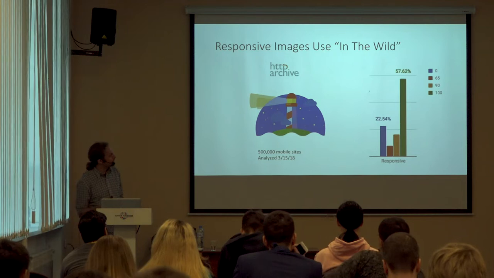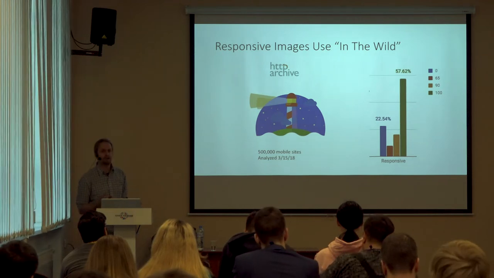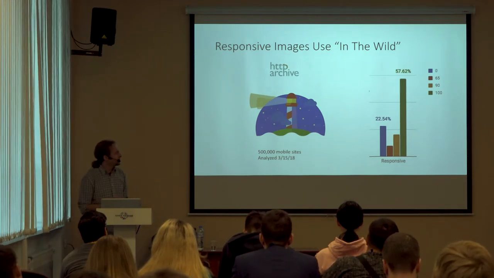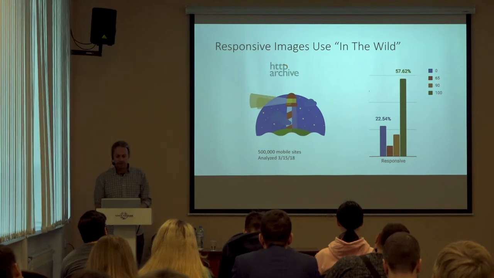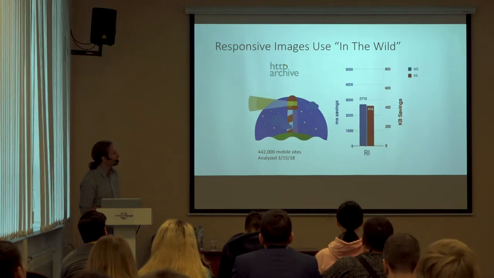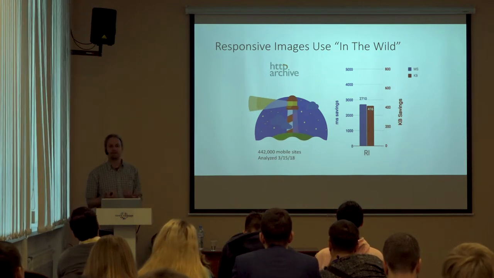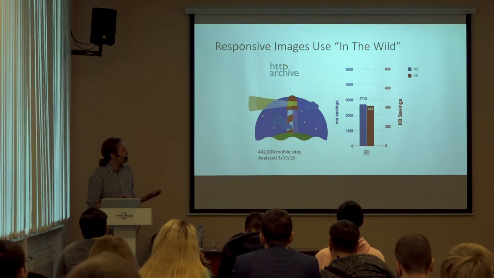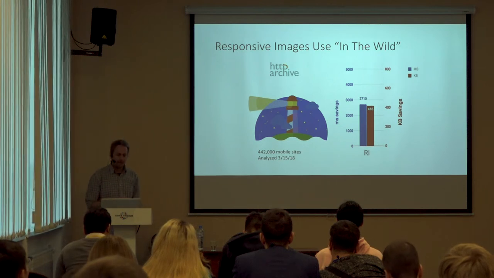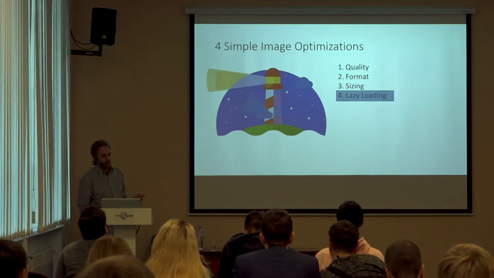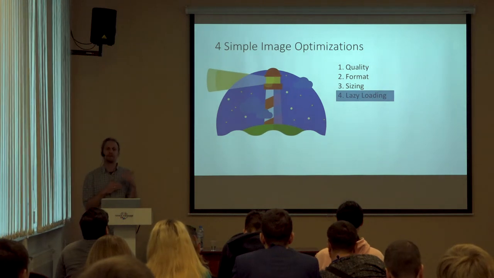This is much more supported on the internet today. Almost 60% of the internet's doing this today. 22% are not. For those sites that are not doing any responsive image optimization, the median web page would be 2.5 seconds faster on 3G and would be 400 kilobytes less data. So the first three optimizations are all optimizations that you do on specific images.